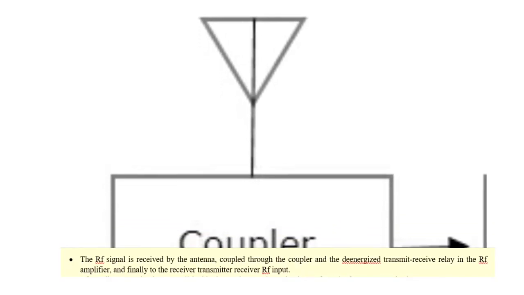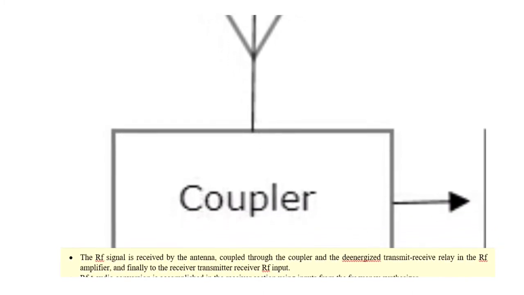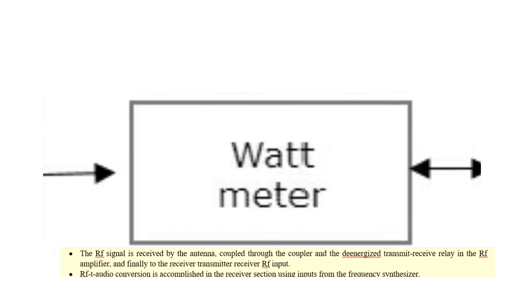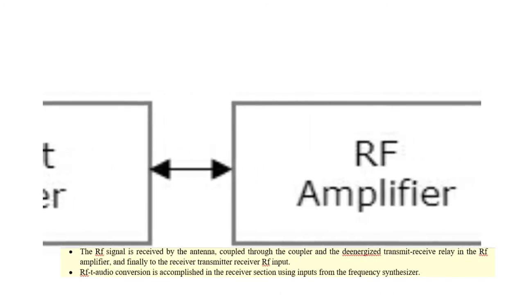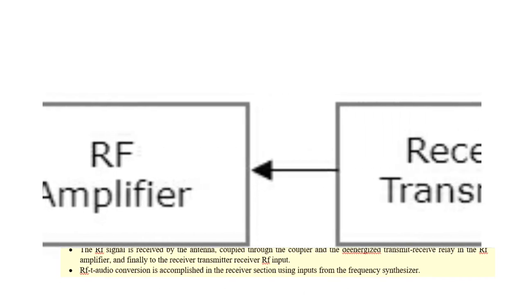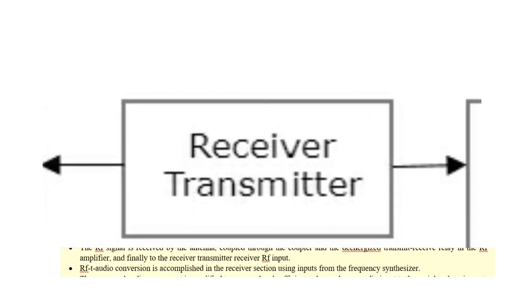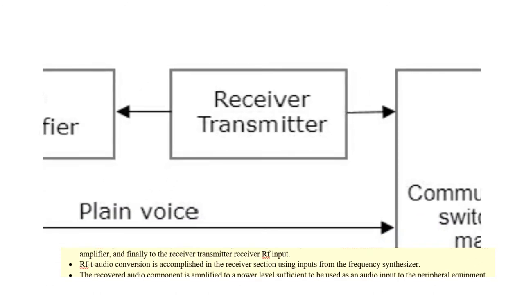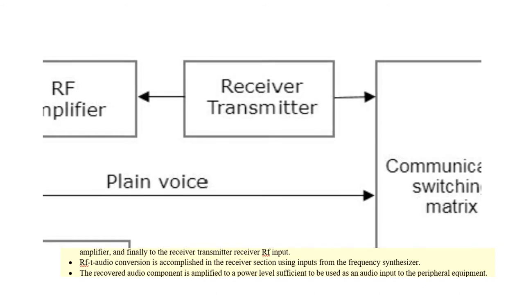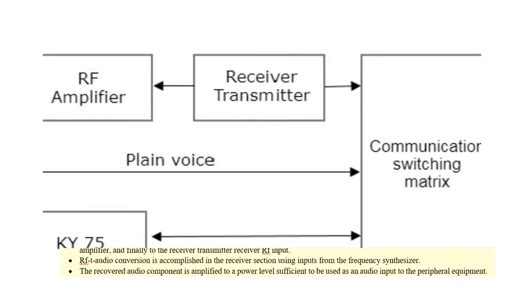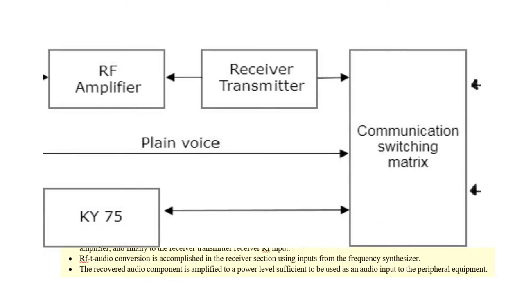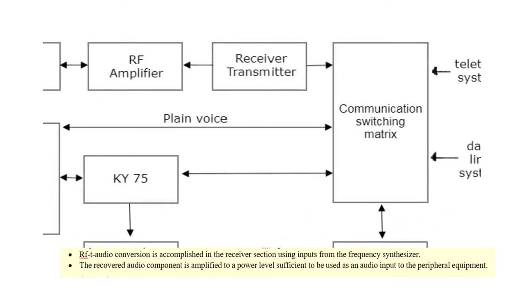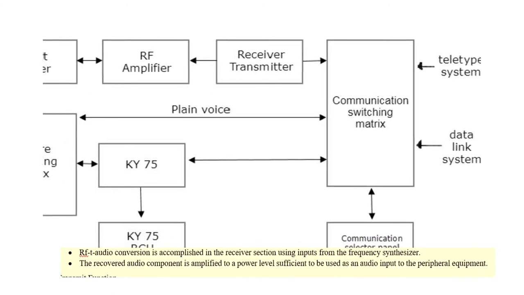The RF signal is received by the antenna, coupled through the coupler and the de-energized transmit receive relay in the RF amplifier, and finally to the receiver transmitter receiver RF input. RF to audio conversion is accomplished in the receiver section using input from the frequency synthesizer. The recovered audio component is amplified to a power level sufficient to be used as an audio input to the peripheral equipment.